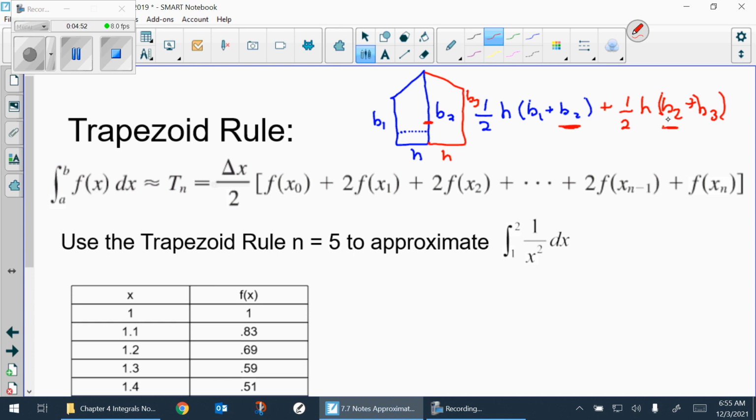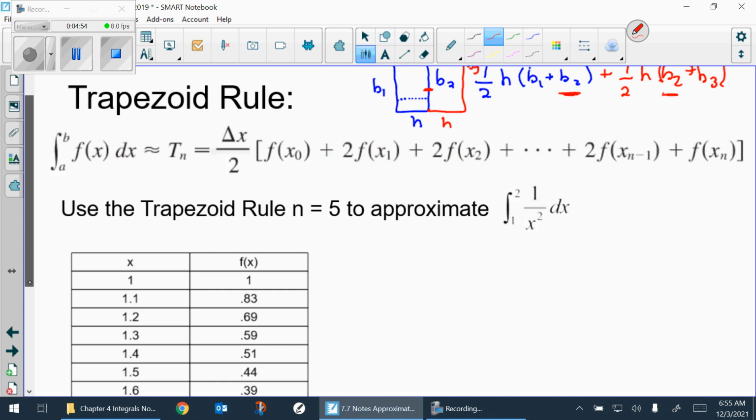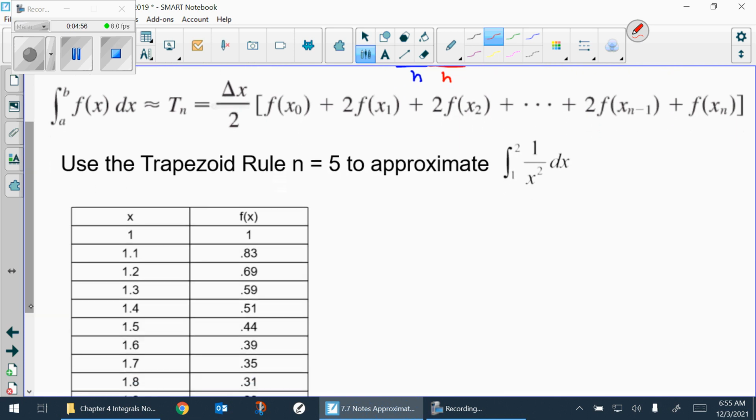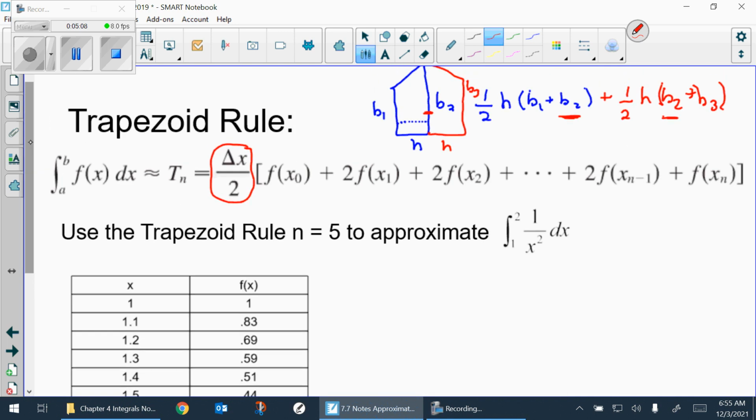So if I'm using the same table of values, and I want to make a total of 5 trapezoids, the trapezoid rule says take your change in x, divide it by 2, because the change in x is what amounts to be in this height right here. So the change in x divided by 2, and then multiply that by, well, we used this guy one time. So that's f of x sub 0.